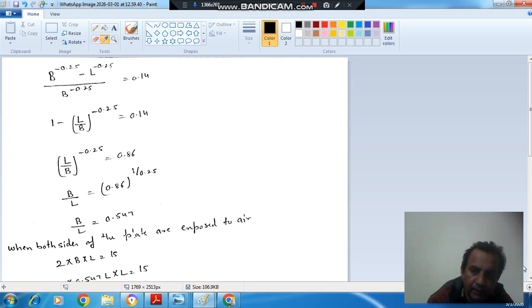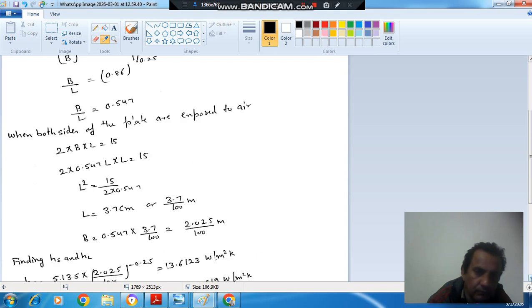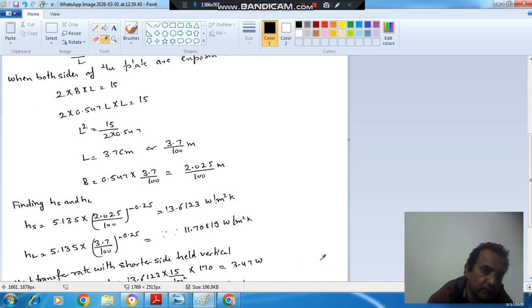Now it is given that the area of the plate is 15. So if both sides of the plate are exposed, that area will be 2 into B into L, and the B and L ratio is this. So from this we can find out L and B like this.